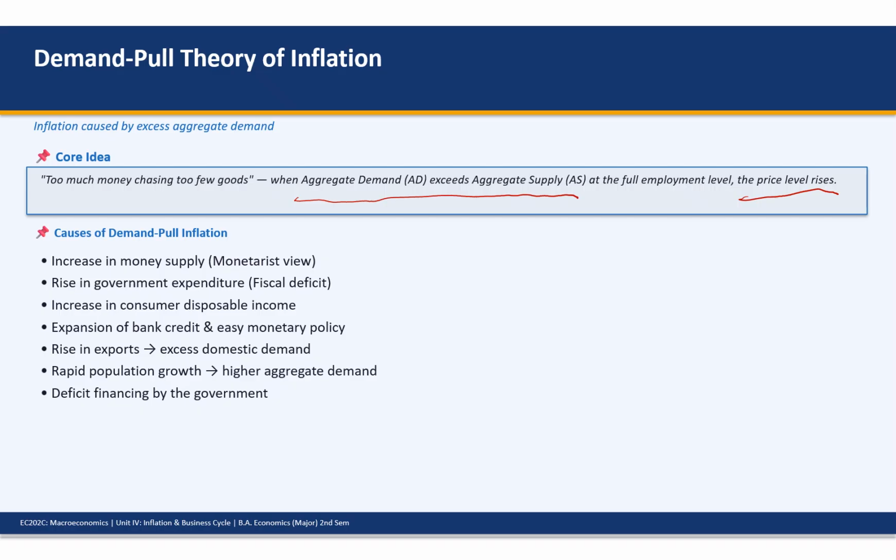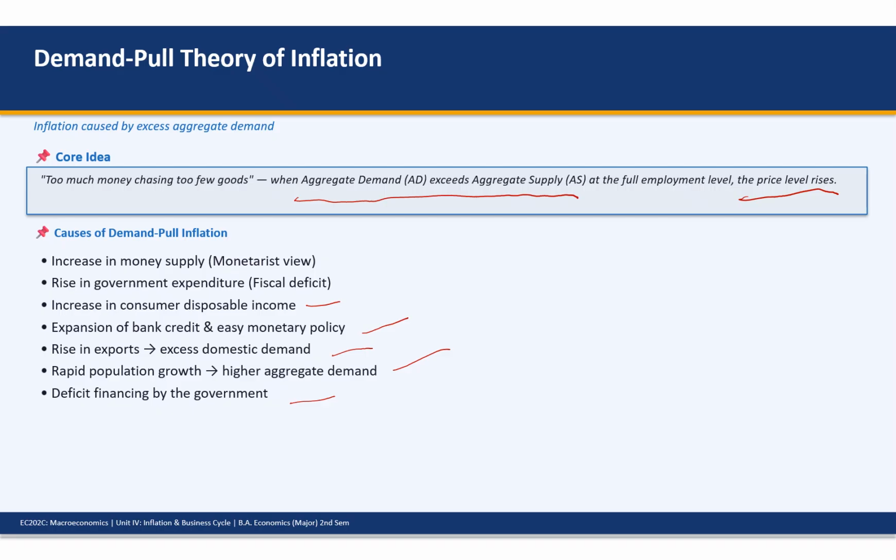Now, there are several important causes of demand pull inflation. These include an increase in money supply, higher government expenditure, increase in disposable income, expansion of bank credit and easy monetary policy, higher exports, then rapid population growth, and deficit financing by the government. All these factors increase the total spending in the economy.